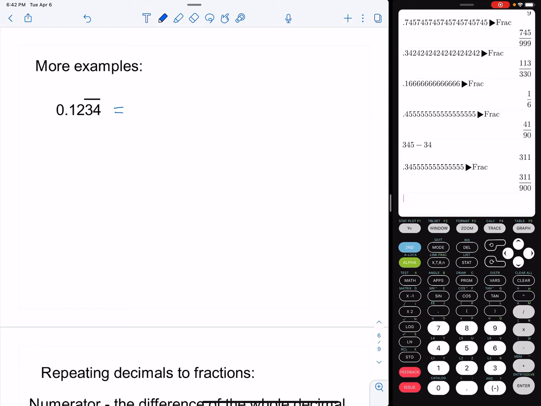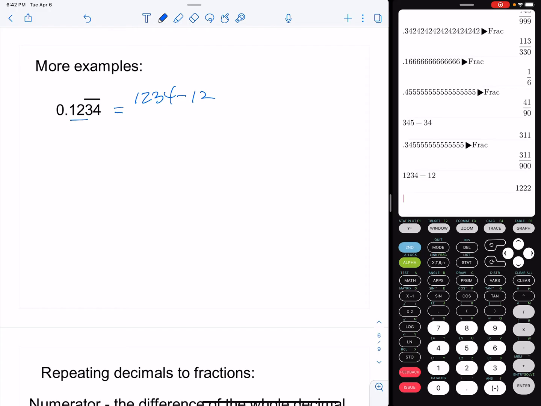So our top number, we're going to take the whole decimal, 1, 2, 3, 4, and subtract from that the number formed by the non-repeating portion, which in this case is 12. So we would go over 1, 2, 3, 4, minus 12, enter. You end up with 1,222.